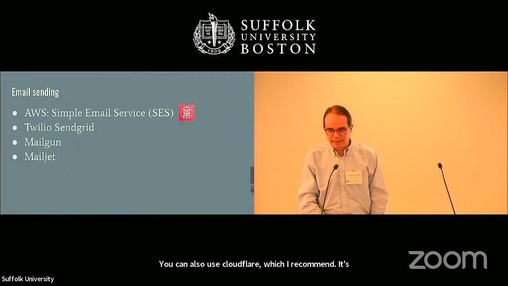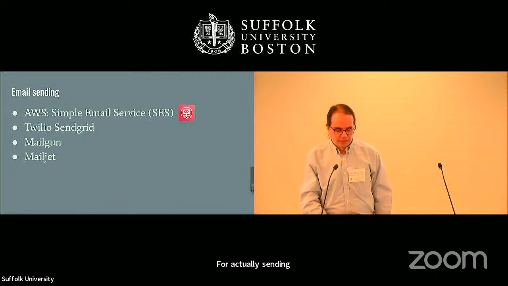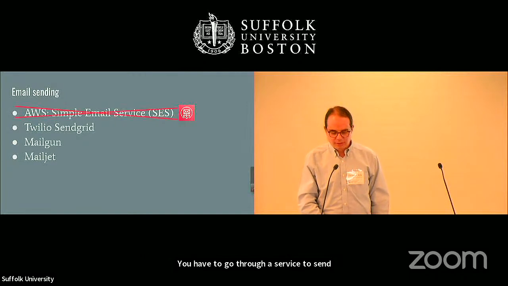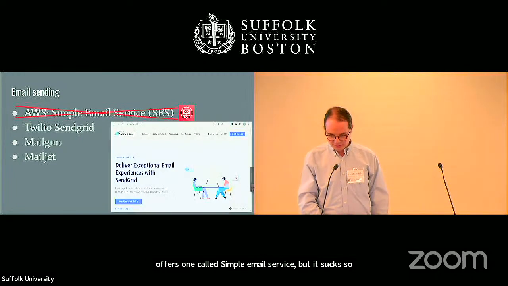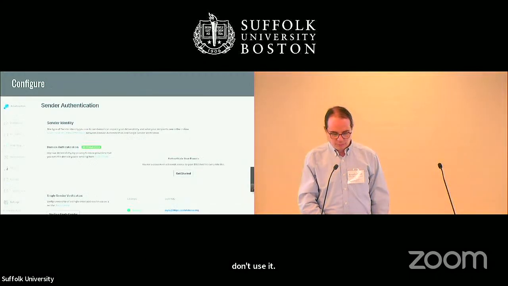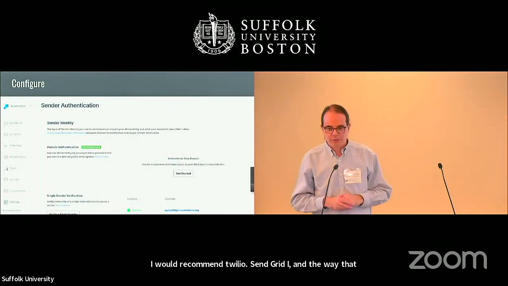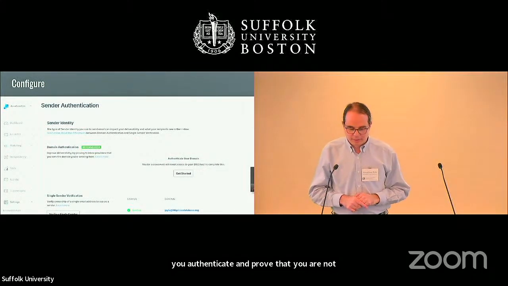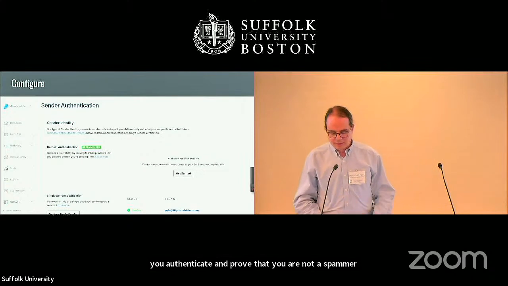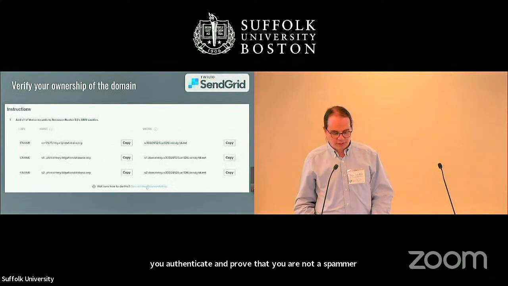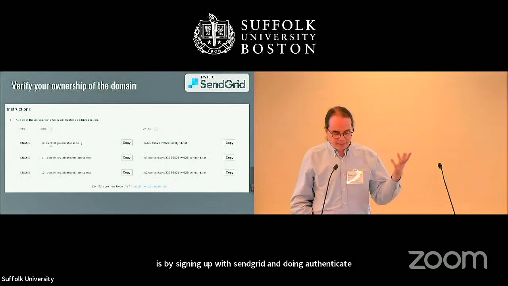For actually sending emails, because there's so much spam, you have to go through a service to send emails. Amazon offers one called Simple Email Service, but it sucks, so don't use it. I would recommend Twilio SendGrid. And the way that you authenticate and prove that you are not a spammer is by signing up with SendGrid and doing authenticate your domain.